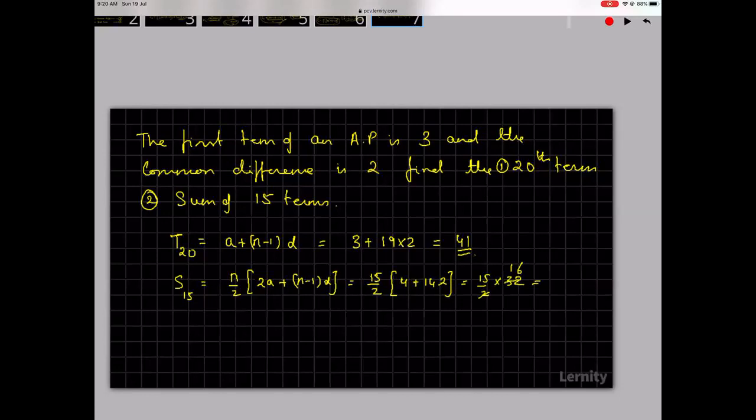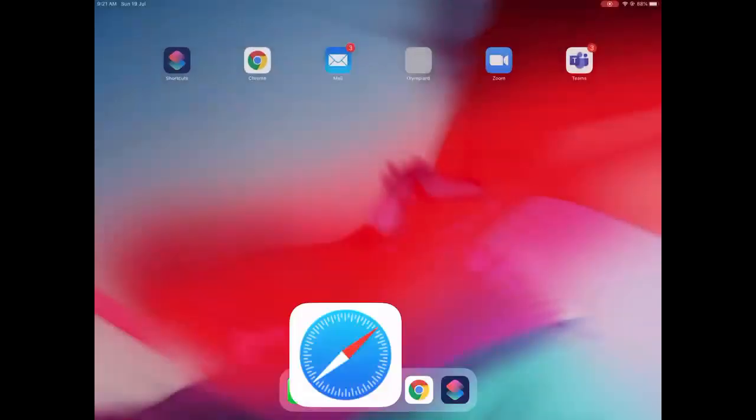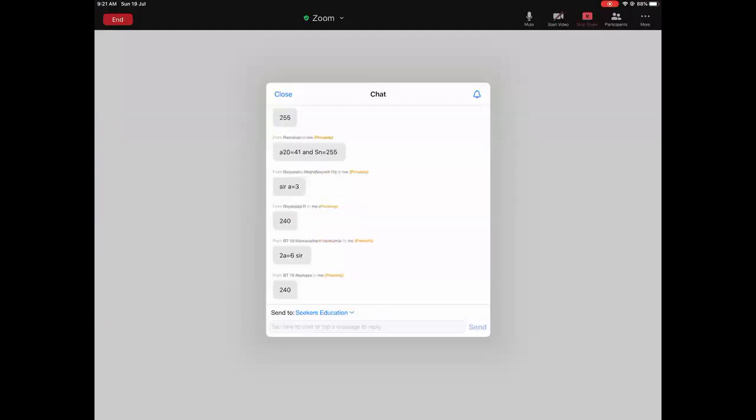16 into 15 is, I think, 16 into 5 is 80. 0 carry 8. 240. So 240 is your answer. I make calculation mistakes, so don't look at my work. You do your own work.